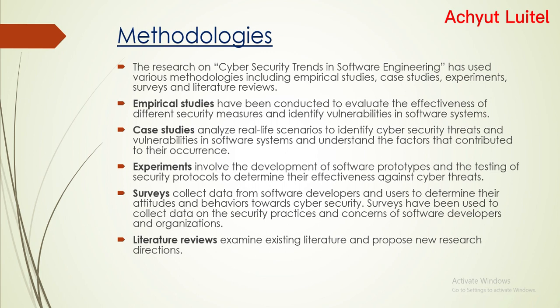In experiments, researchers would test different security protocols to see how effective they are against the different cybersecurity threats. The next one is surveys. In surveys, the researchers would collect data from the software developers and from the users to learn about their attitudes and behaviors toward cybersecurity. So surveys are all about collecting the data. The last one is literature review. In literature review, the researchers will look at the existing research and try to propose a new direction for future research on that given topic.